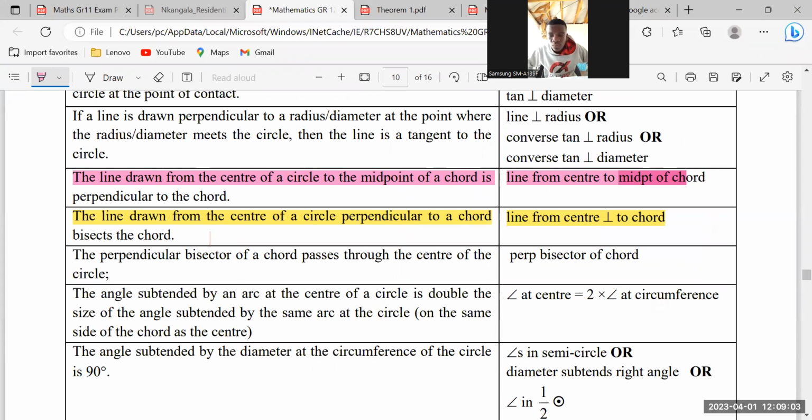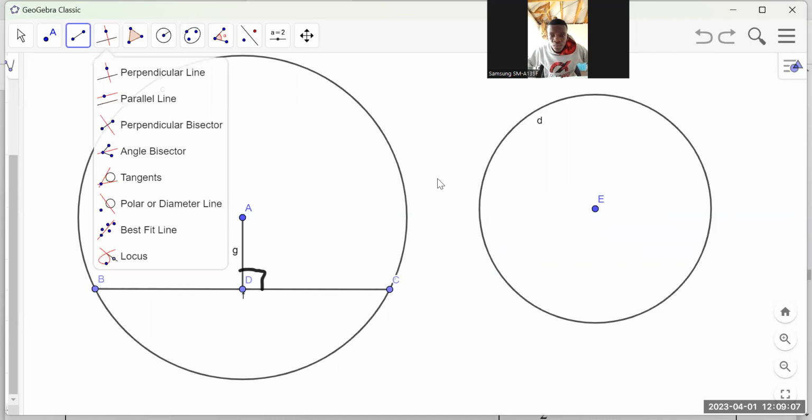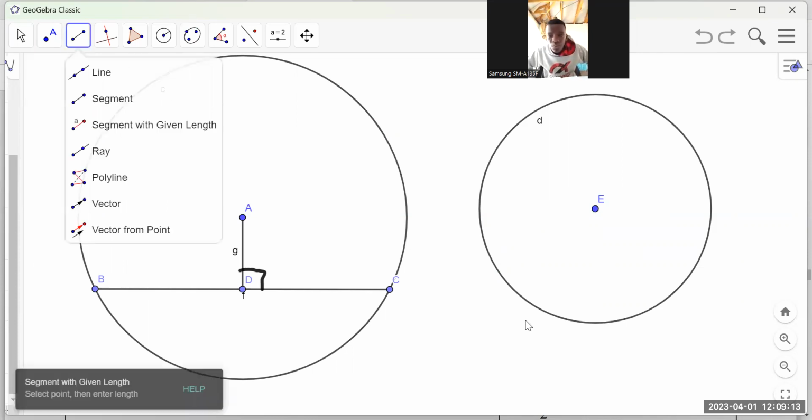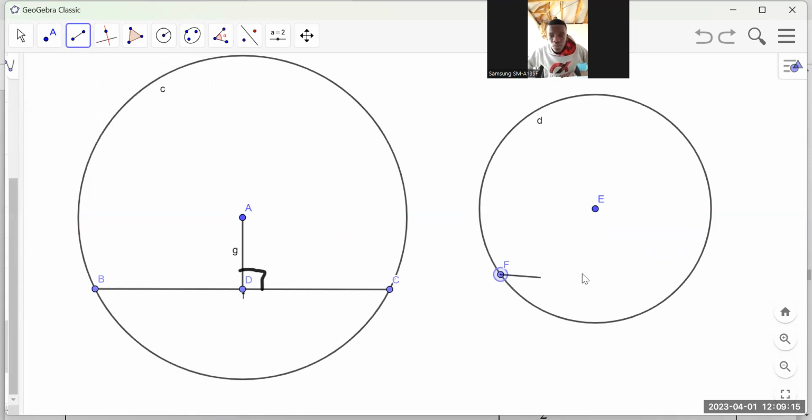Now, if we can just recap, what was a chord? It was a line joining one end of the circumference to the other. So we have a line drawn from one end of the circumference to the other end of the circumference. And then I can draw a line from the center now. That's very important. I'm going to draw a line from the center to the midpoint of a chord.